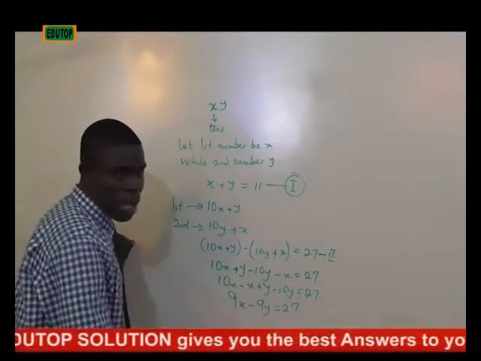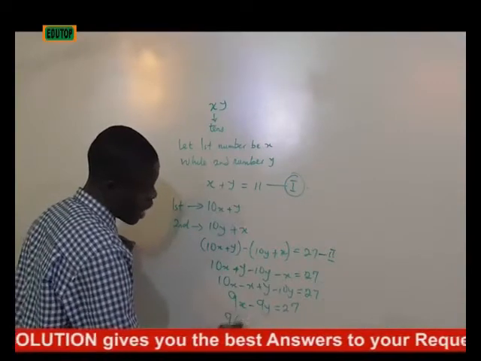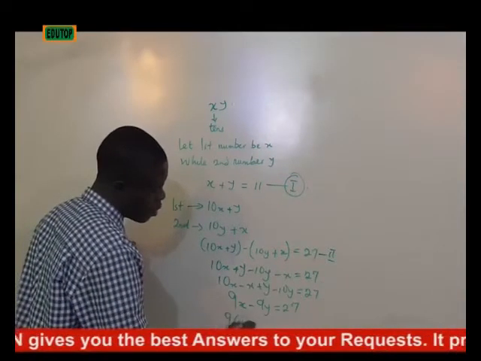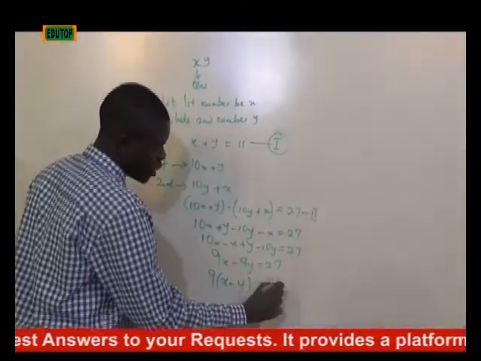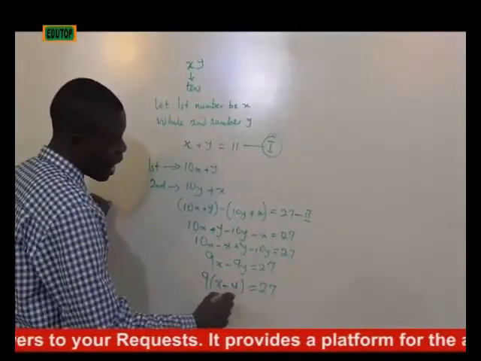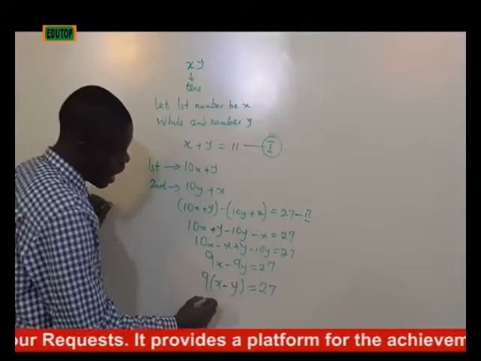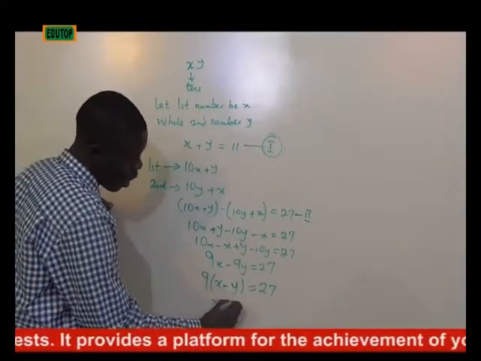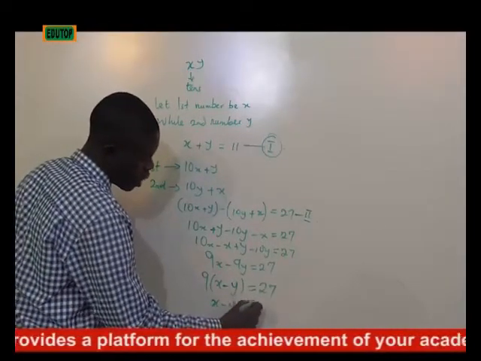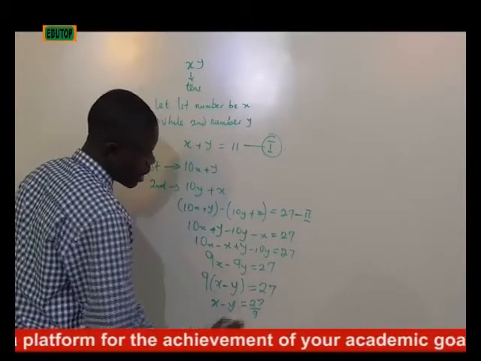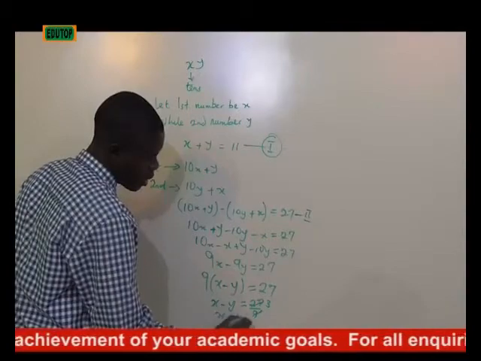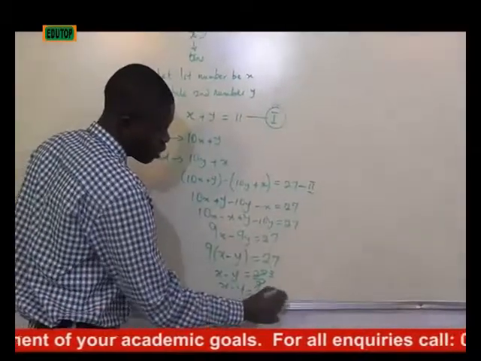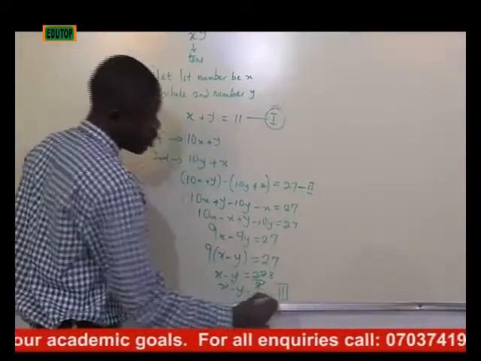9 is common to these two terms. We can factorize 9 out. Then we have 9 times (x minus y) equals 27. When we divide both sides by 9, we have x minus y equal to 27 divided by 9, and that gives 3. So that means x minus y equals 3. Let's call this equation 3.